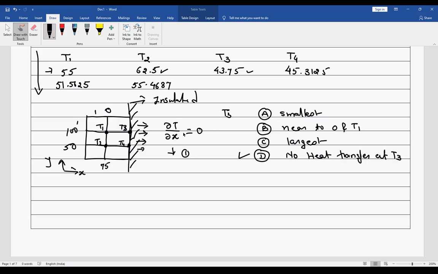We are writing delta T by delta x equal to 0 at T3. If you understood this, type 1. There is no gradient on the right hand side. The insulation means. If you understood this, type 1, otherwise ask a question.